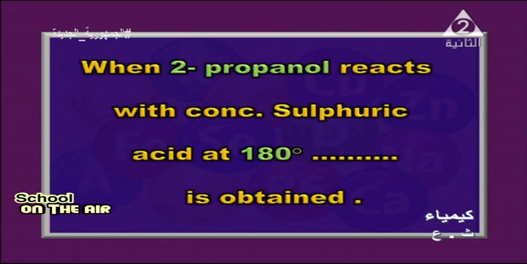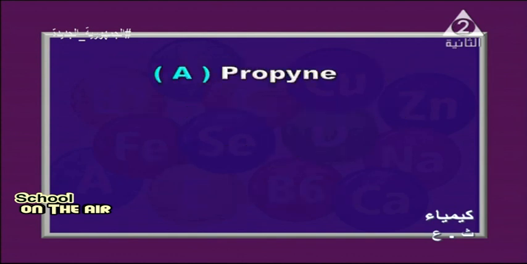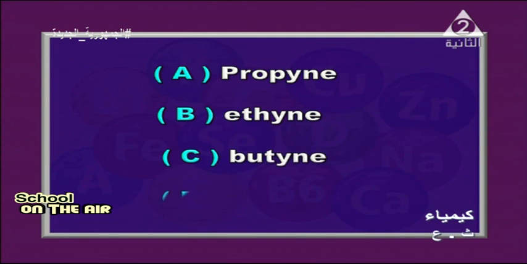Next point, when 2-propanol reacts with concentrated sulfuric acid at 180 degrees, what is obtained? We know that the sulfuric acid, when it reacts with alcohol at 180 degrees, gives the alkene, as it removes one water molecule from the molecule. But at 140 degrees it gives the ether. So here it gives the alkene. So what is the alkene produced here? If you write the equation, yes, it will be propene.